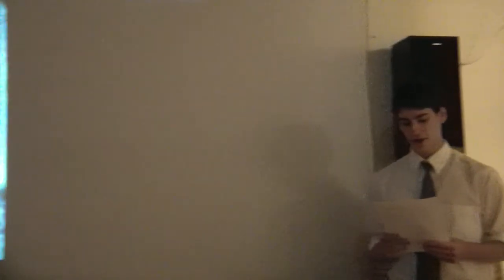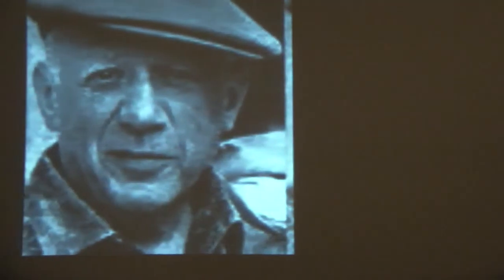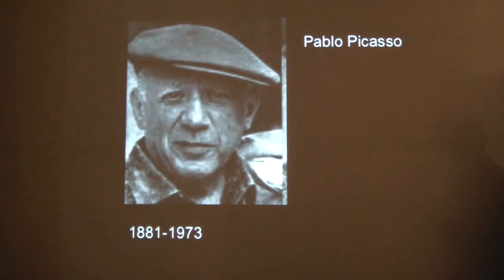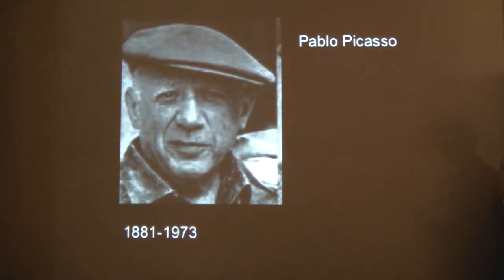Pablo Picasso. In my presentation, I will show how Picasso experimented with different forms of cubism to portray reality. Picasso was born in 1881 in Malaga, Spain, and was immediately introduced to art by being surrounded with paintings created by his father, Jose Ruiz Blasco.